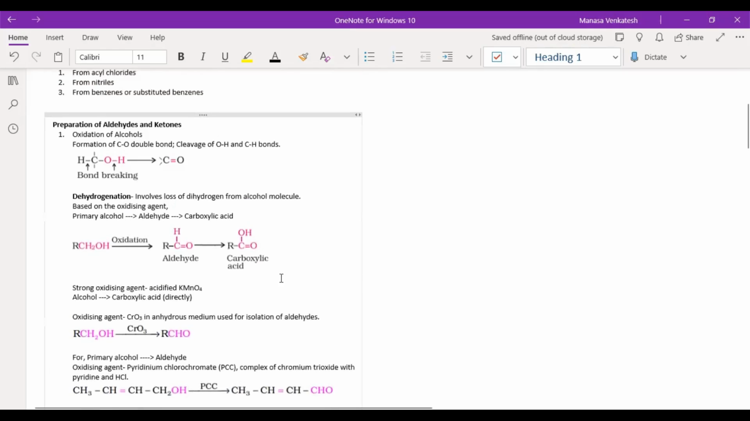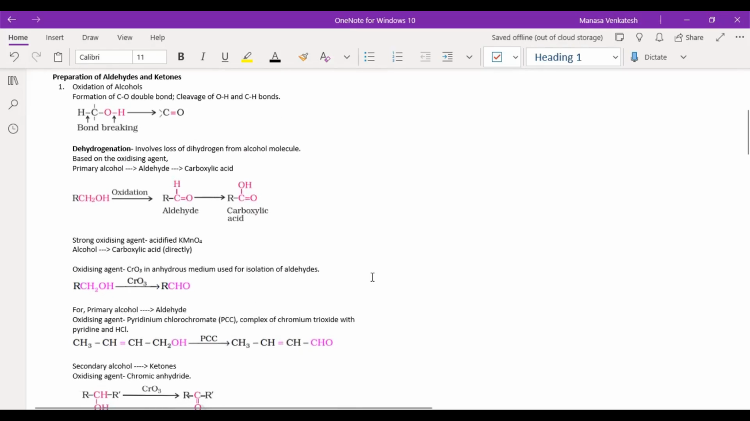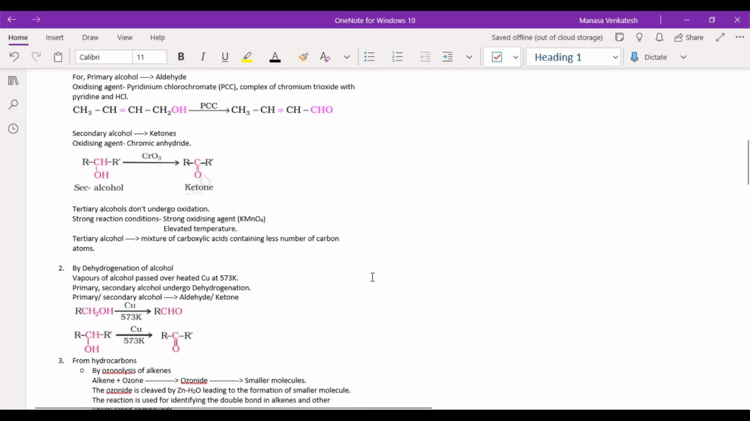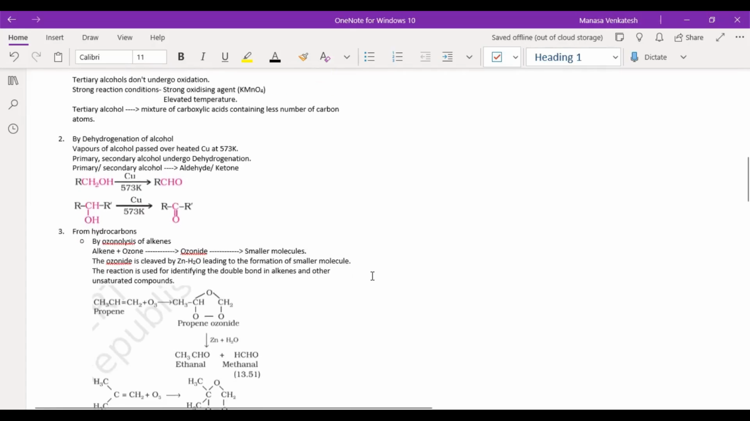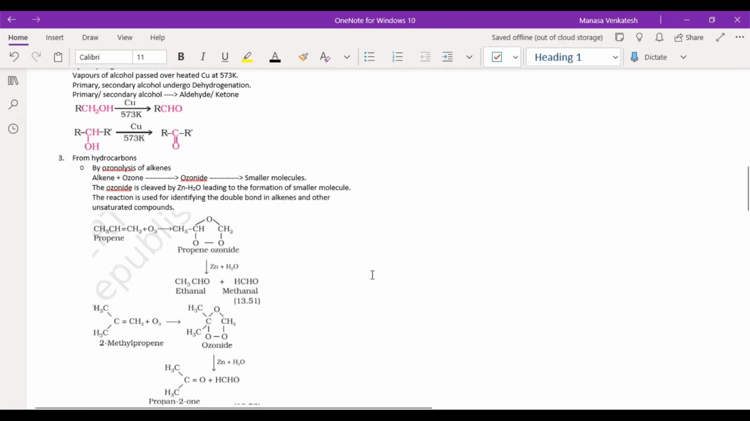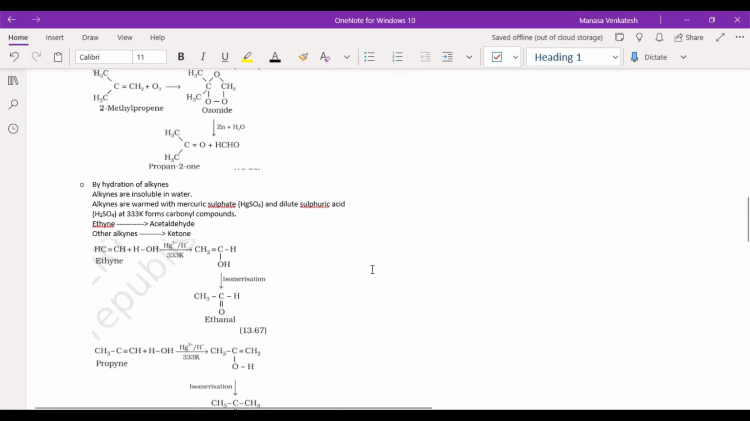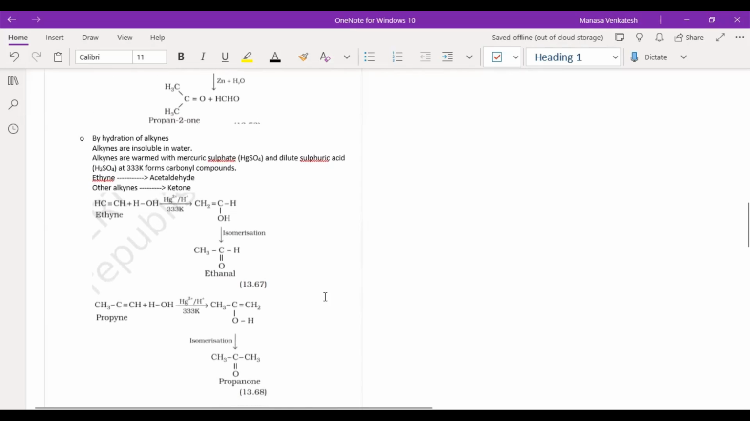Easy, right? First, start with alcohols. Alcohols will undergo oxidation. Primary alcohol is going to give us an aldehyde. Secondary is going to give us a ketone. Dehydrogenation, it's passed over copper. Both primary as well as secondary alcohol undergo dehydrogenation to give aldehydes and ketones respectively. Now, when we talk about hydrocarbons, we'll talk about ozonolysis of alkenes and, from alkynes, hydration of the alkynes, and that is giving us respective aldehydes and ketones. It's only ethyne which gives us acetaldehyde. The remaining alkynes are giving us ketones.